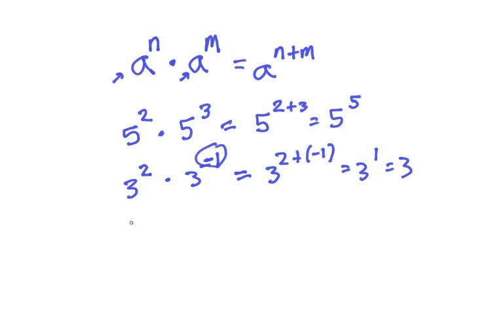Now we should also notice the exponents don't have to be different. In other words, n can equal m. So if I had, let's say, 7 to the power of 3 times 7 to the power of 3, that will just be 7 to the power of 3 plus 3, or in other words, 7 to the power of 6.